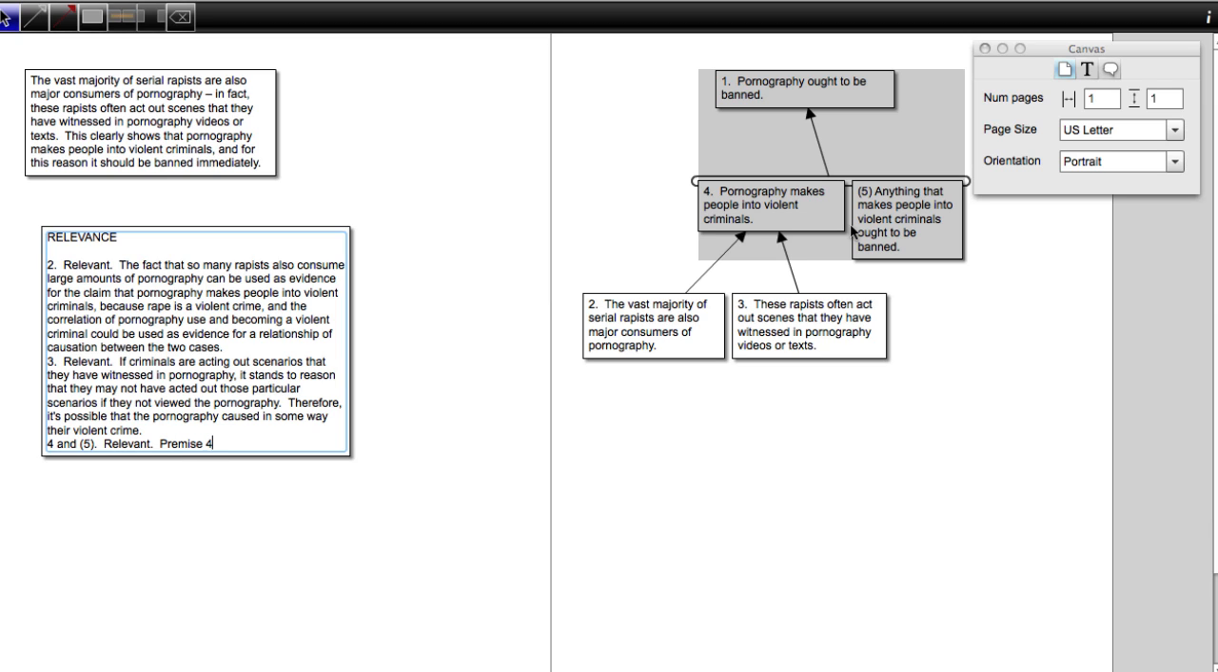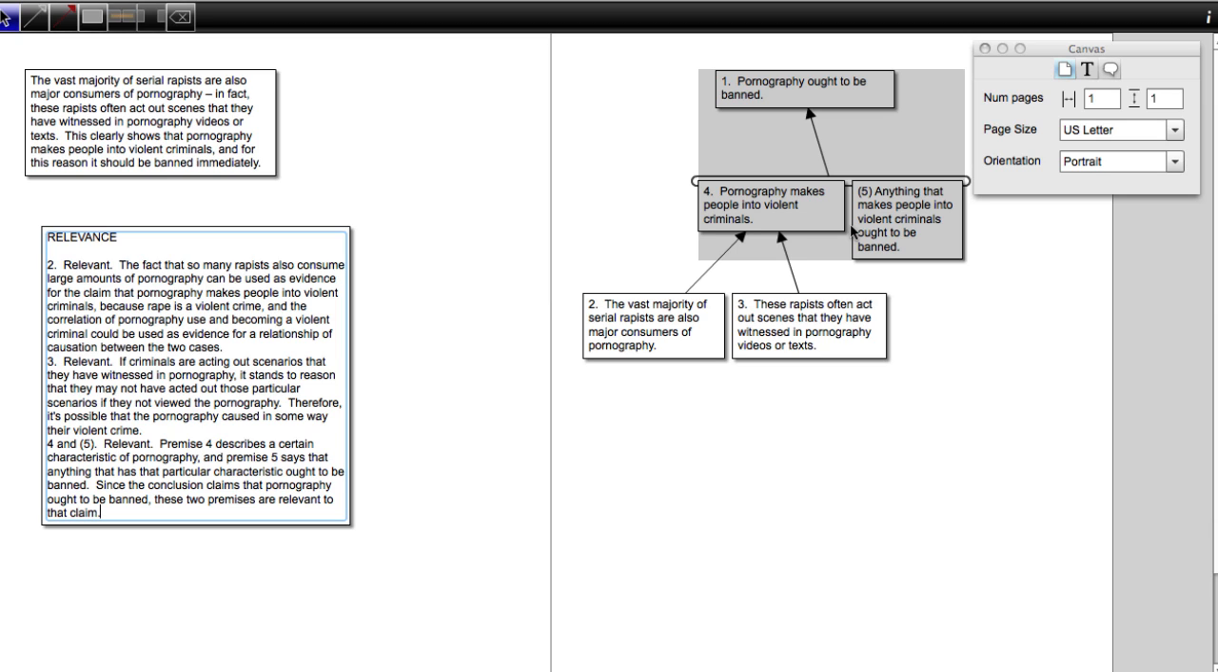Premise 4 describes a certain characteristic of pornography. And premise 5 says that anything that has that particular characteristic ought to be banned. Since the conclusion claims that pornography ought to be banned, these 2 premises are relevant to that claim. Look how I haven't repeated the premises because I've described more what they're doing.